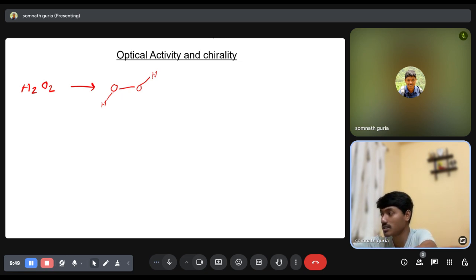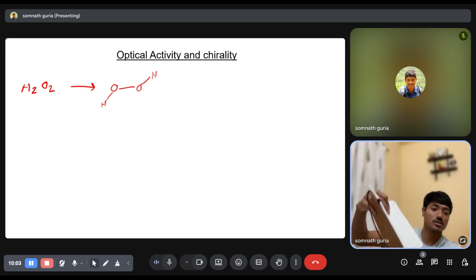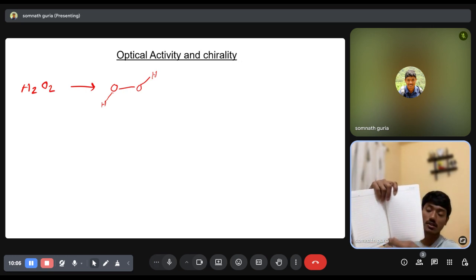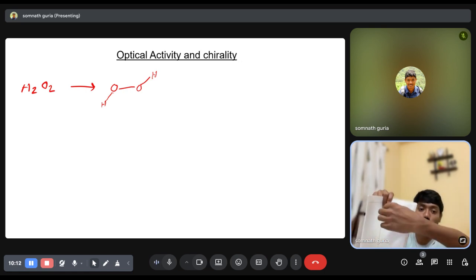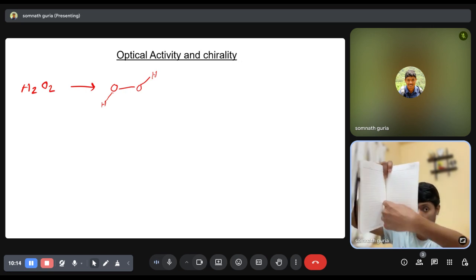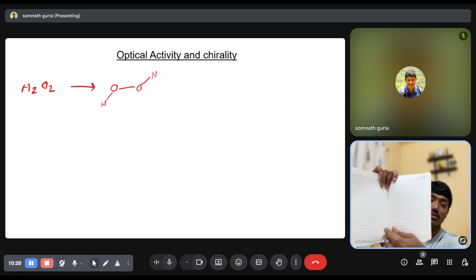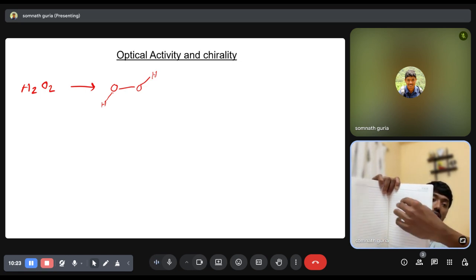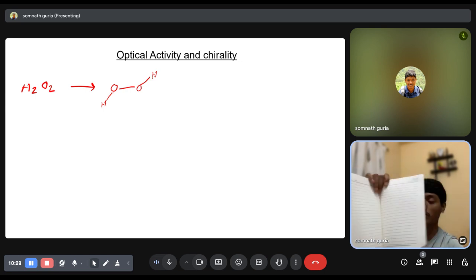Let's talk about this diagram. Here is my hydrogen peroxide kind of structure, where one oxygen is over here and another oxygen is on the other hand. Now the hydrogen is actually over here in this direction, and from this oxygen in this direction. So this is a kind of open book structure.